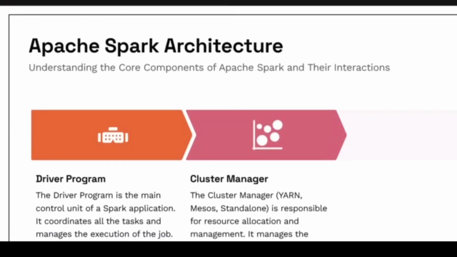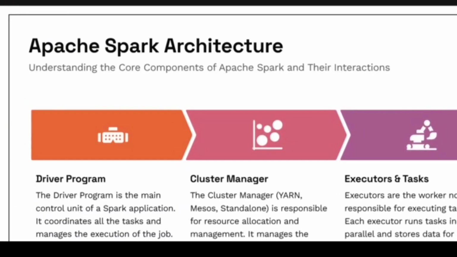Apache Spark is designed to handle big data processing in a distributed and parallel way, which makes it both scalable and fast. Its architecture consists of the driver program, cluster manager, executors and tasks, RDDs, and the DAG execution model. First of all, let's see the driver program. The driver program is the main control unit of a Spark application.